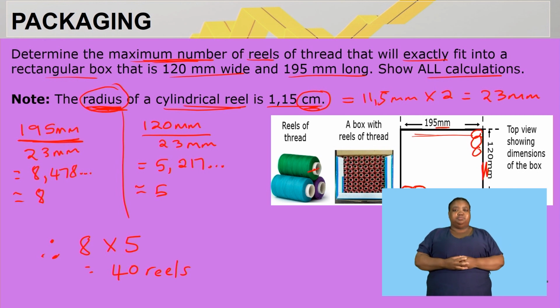Then I took the 120 millimeters right here, vertically, to see how many will fit in like that. So I took the 120 divided by the 23 millimeters, the diameter of your cylindrical reel. It gave me an answer of 5.217. Again, I rounded down to 5. Thereafter, I said 8 multiplied by 5, and that gave me an answer of 40 reels.